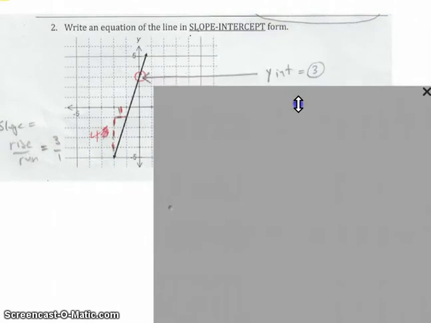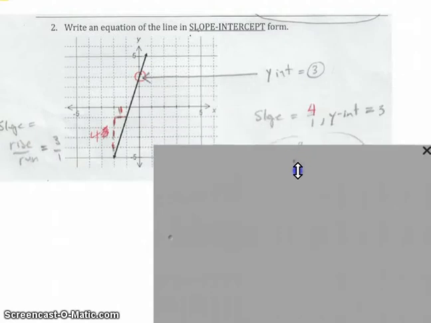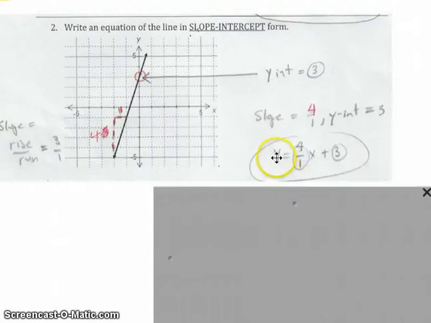And how about your y-intercept? I said there are two things you need. Well, there's that y-intercept. It crosses right there, and I've said that looks to me like the y-intercept is 3. Great, now I have the two pieces that I need. I've got 4 over 1 and 3. So I write it down. My equation is y equals 4 over 1x plus 3.